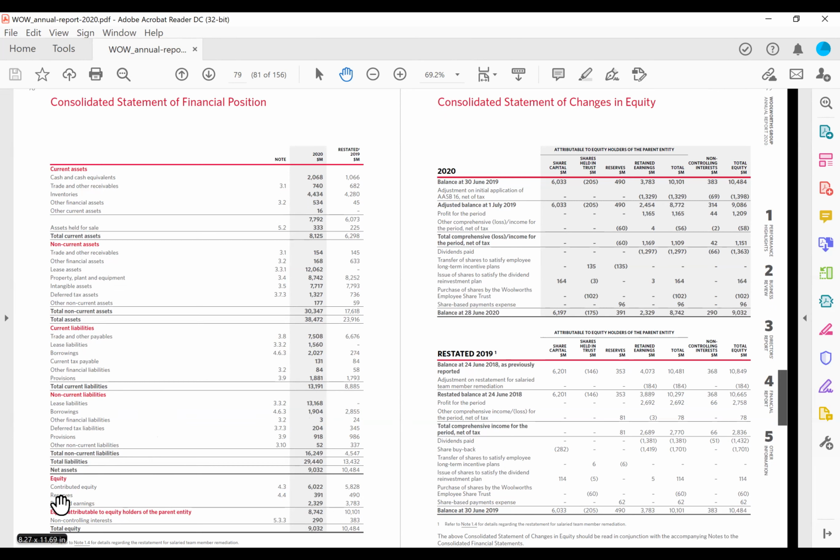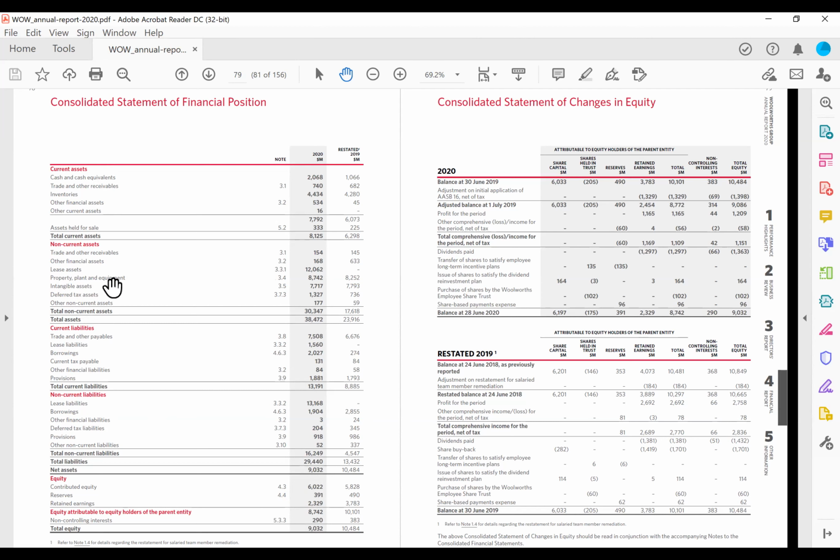And this is something I briefly mentioned before, was reserves. So reserves are basically retained earnings as well, but it's just being transferred out of retained earnings into reserves for various reasons. So let's not worry too much about reserves. We're mainly interested in contributed equity and retained earnings. All right, and we've talked about most of these other items already.